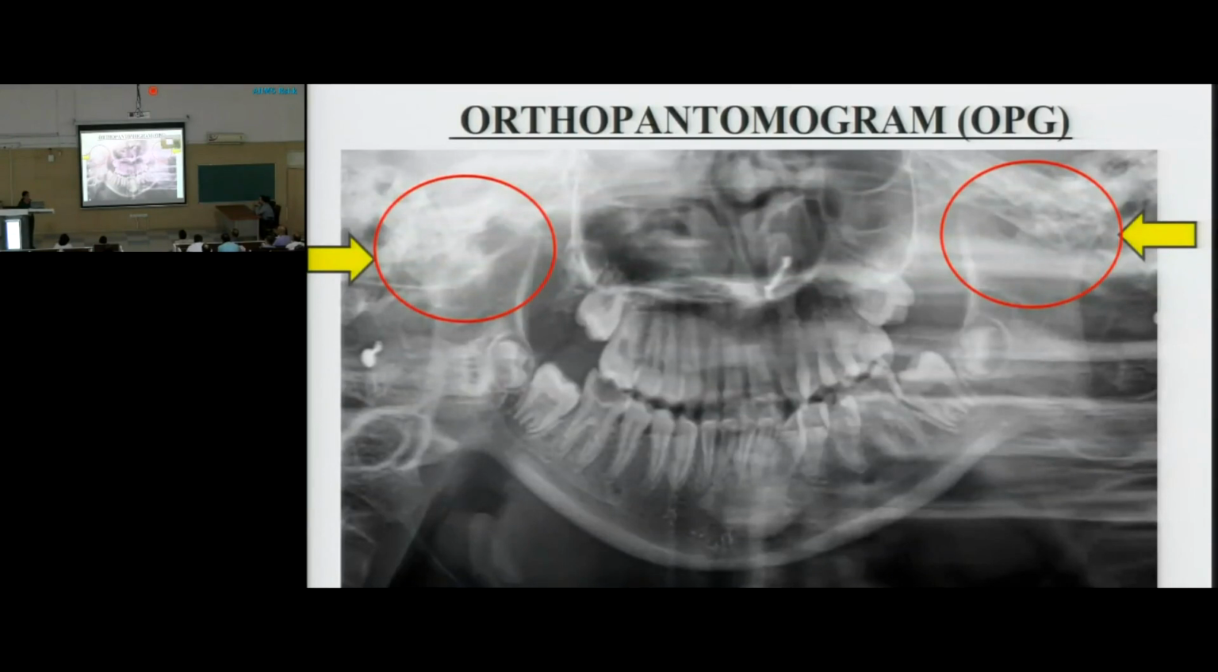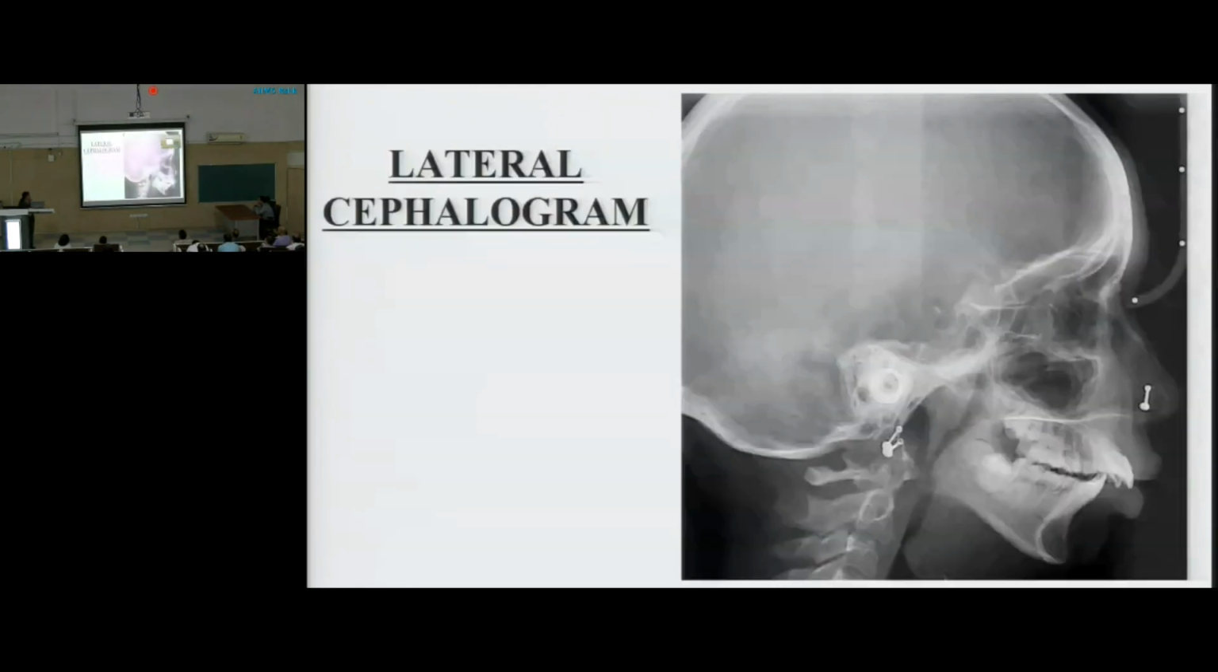We took an orthophantomogram. If we see the patient's orthophantomogram, it shows a permanent dentition with, bilaterally, a bony mass over the condyle, which is fused in the temporomandibular joint region, and the articular space is almost nil. And then we proceeded with her lateral cephalogram.